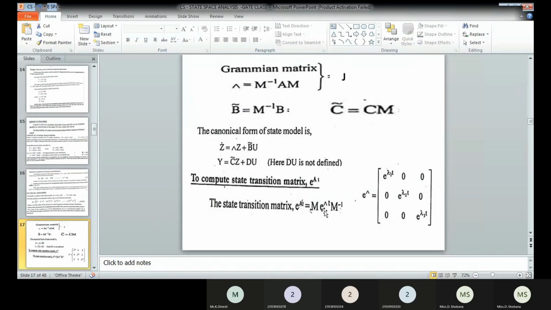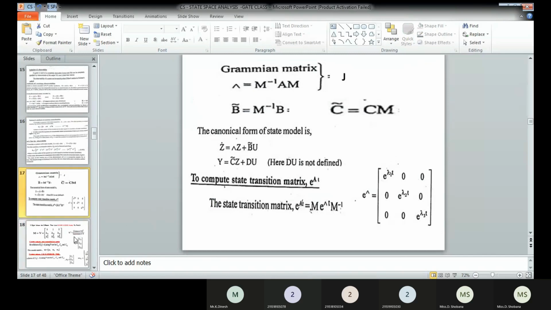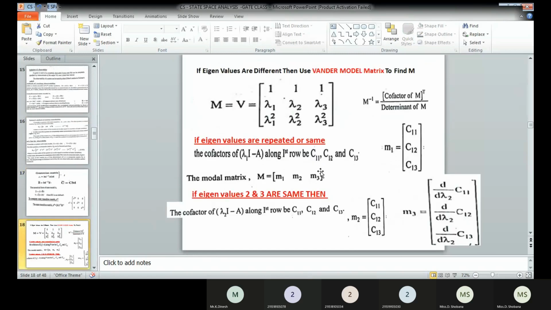Here e^(Λt) is nothing but a diagonal matrix with e^(λ1 t), e^(λ2 t), e^(λ3 t) on the diagonal and zeros elsewhere. Here λ1, λ2, λ3 are nothing but your eigenvalues. And then we can go on to how to determine the eigen modal matrix.